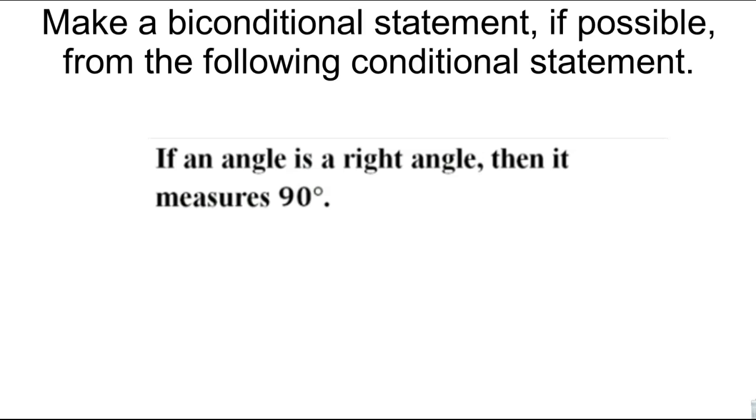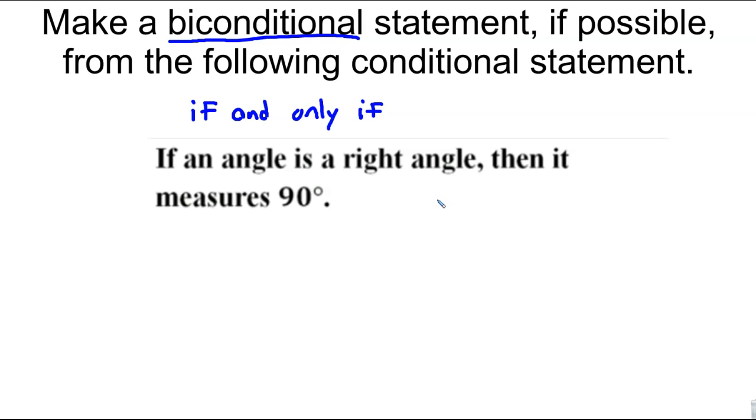Next question says to make a biconditional statement, if possible, from the following conditional statement. So remember, biconditional just means our if and only if statements. So we want to write an if and only if statement. And this one says if possible because it's not always possible to go from a conditional to a biconditional statement. Basically, we need to check and see if the conditional statement is reversible first.